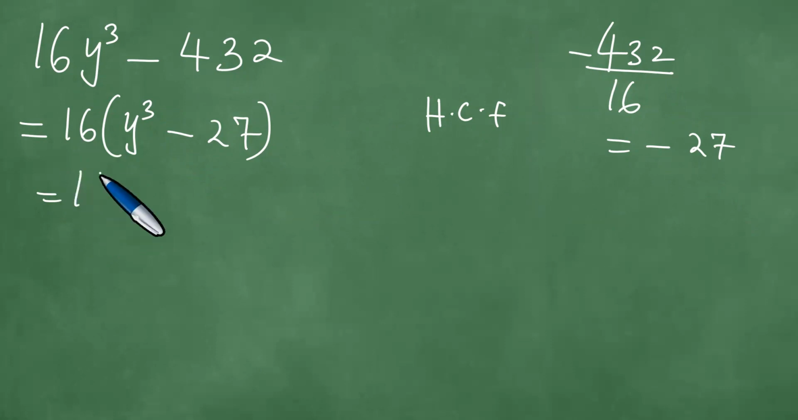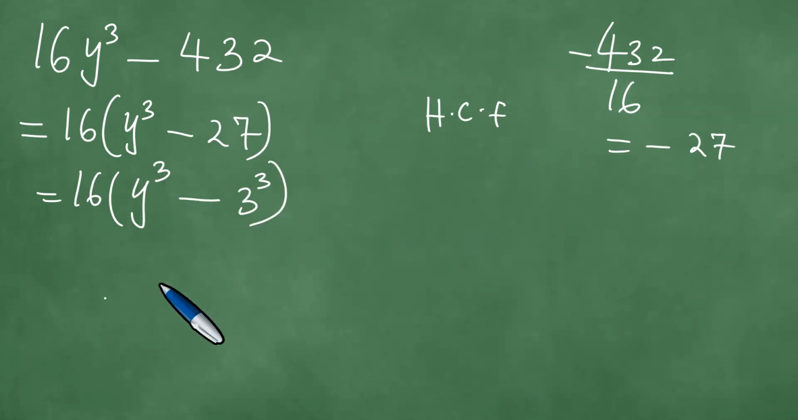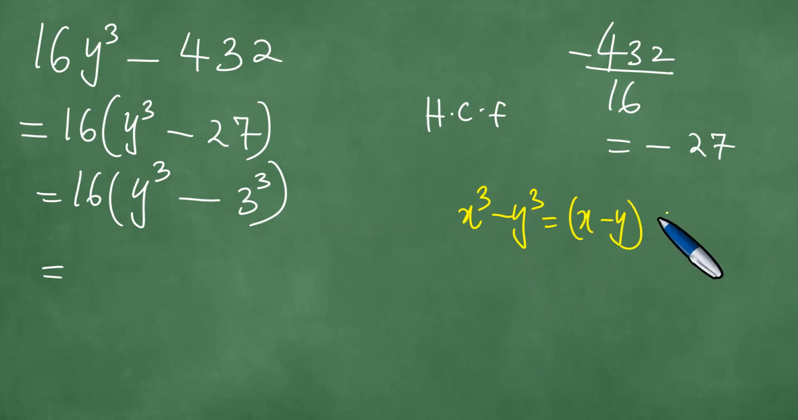Right, next thing is you have 16. Can you write 27 as a perfect cube? What is 27 as a perfect cube? It is 3 cubed, right? So now, if you remember the formula, x cubed minus y cubed is x minus y, x squared plus xy plus y squared.